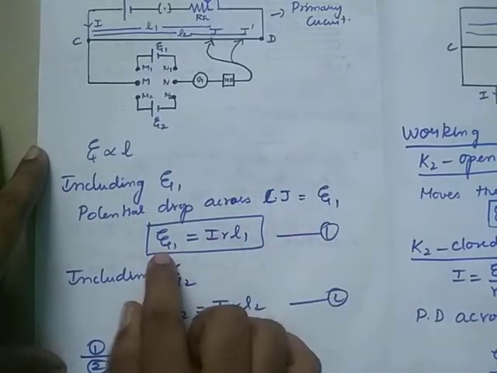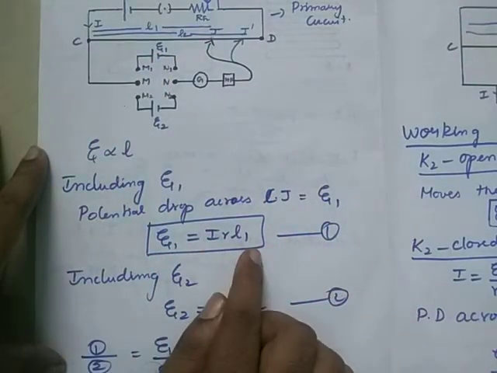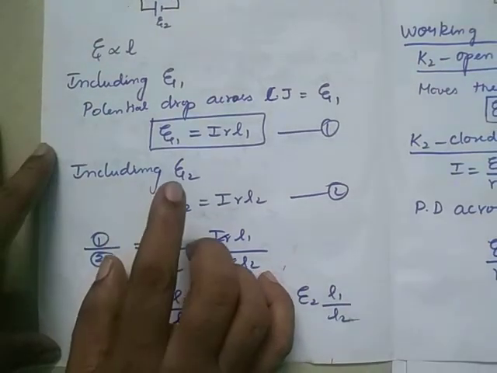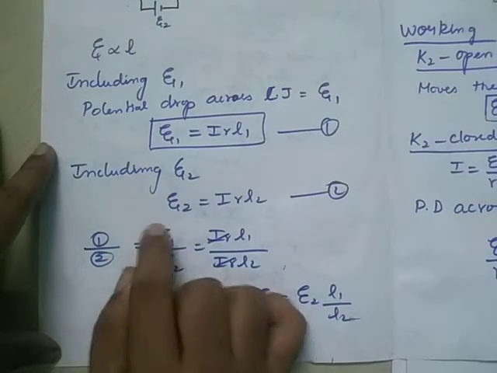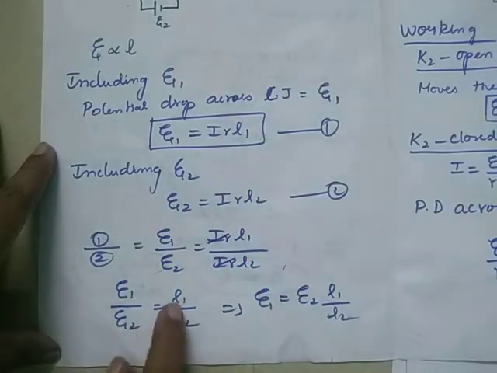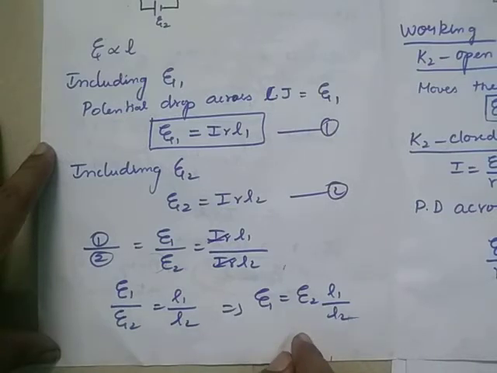Then we can write ψ1 = I R L1. In the next case, including the cell of EMF ψ2, we get ψ2 = I R L2. Dividing these equations, we get ψ1/ψ2 = L1/L2. Finally, ψ1 = ψ2 × L1/L2.